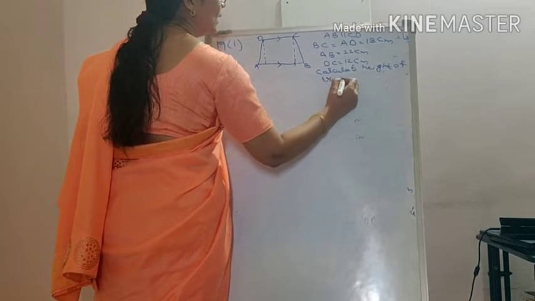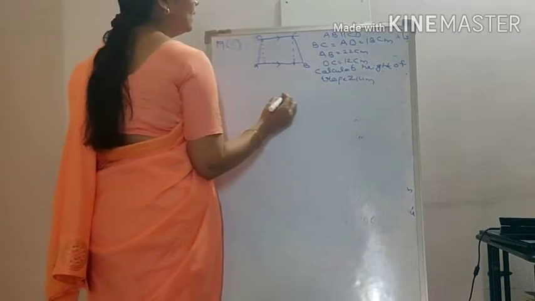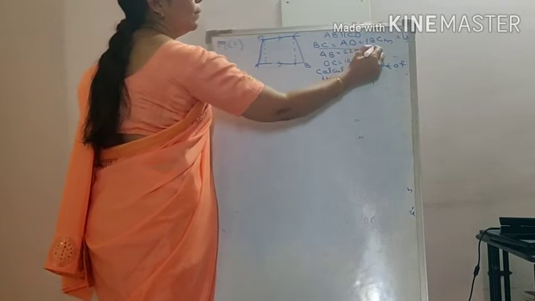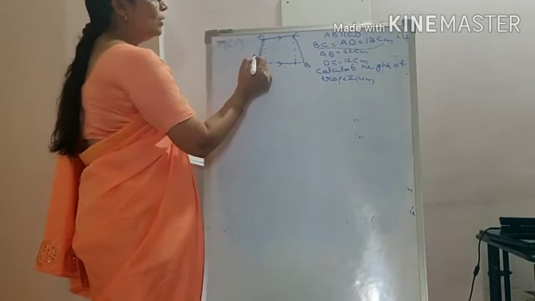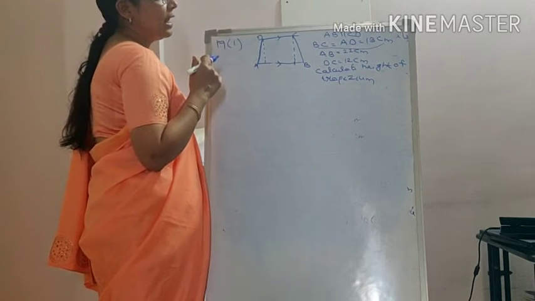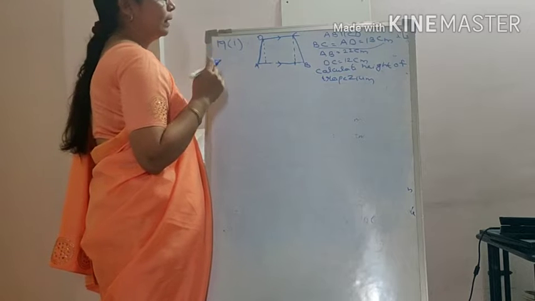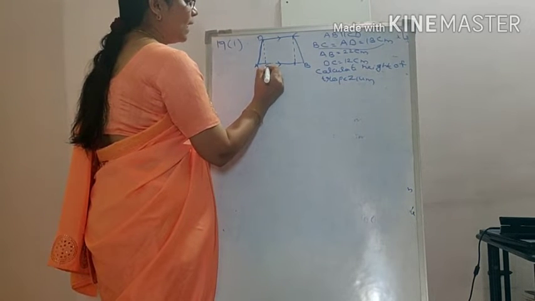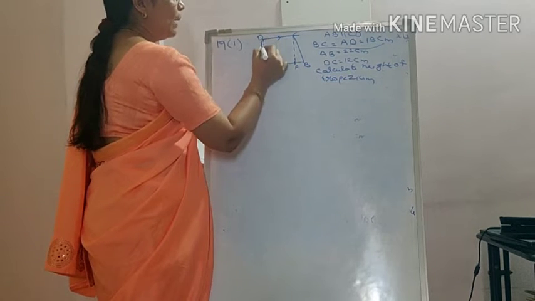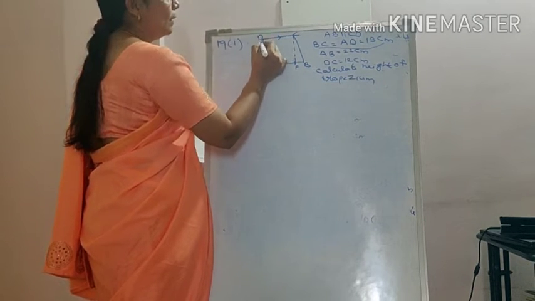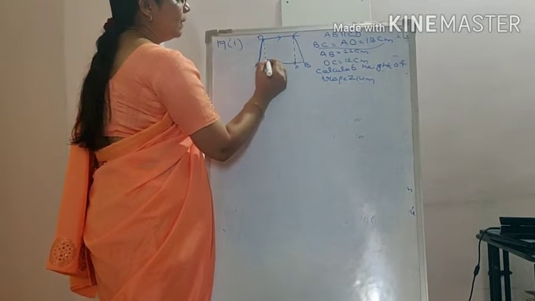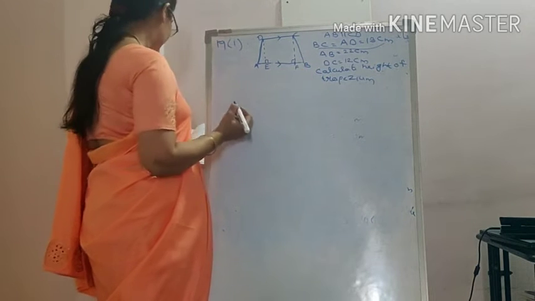Now it is clear that it is a trapezium. If you see this, AD and BC are equal measures. So when the two non-parallel sides are equal, we know that the trapezium is an isosceles trapezium. Now let us name these vertices as E and F. These are the perpendiculars dropped from the vertex D to AB and vertex C to AB. That means they are making a 90-degree angle.